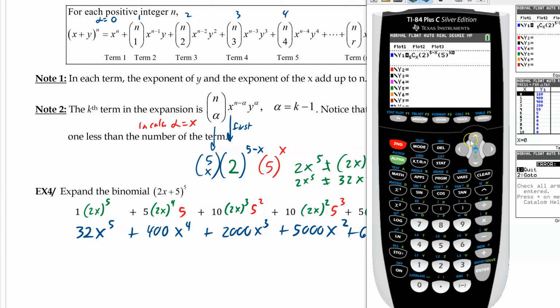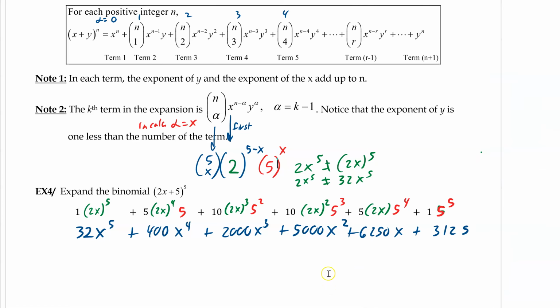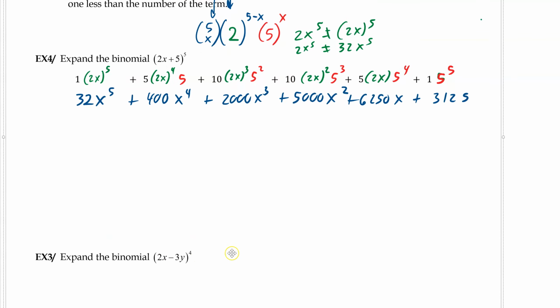So now when I go to my table, look at my coefficients. 32, 400, 2,000, 5,000, 6250, and 3125. So it'll give you all the coefficients, and then all you have to do is descend that x. But that is our expanded one. So let's try another one, both the same way. I'm going to do it by hand first, and then expand it. All right.